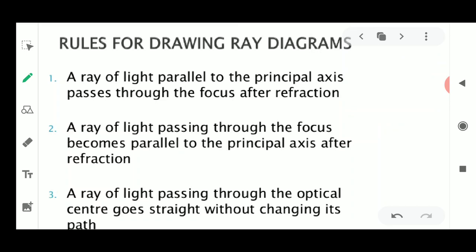Okay, so in refraction, the first law says that whenever a ray of light is parallel to the principal axis, it always passes through the focus after refraction. Next, a ray of light passing through the focus always becomes parallel to the principal axis.